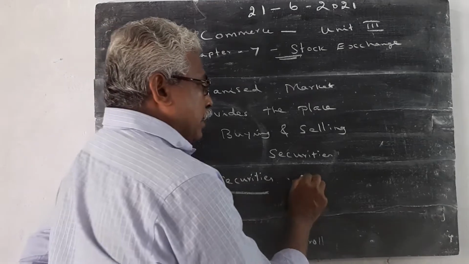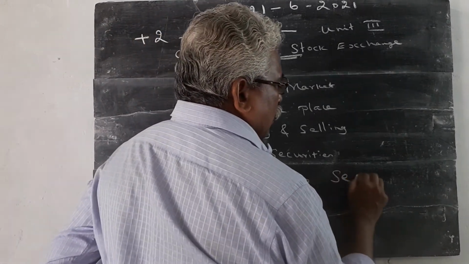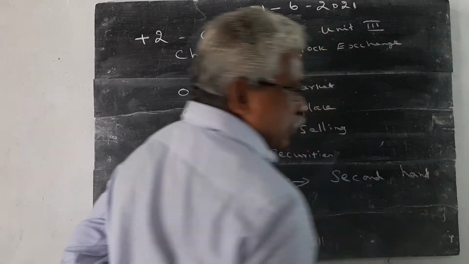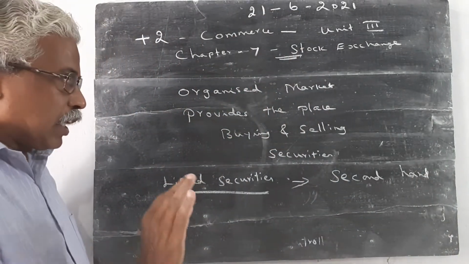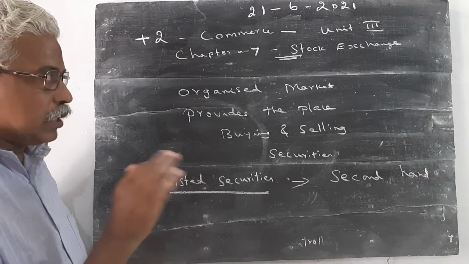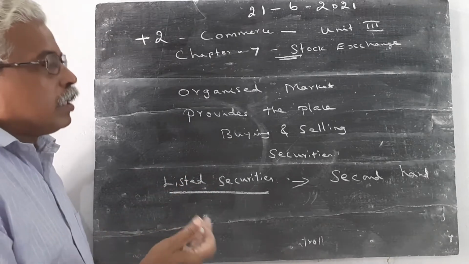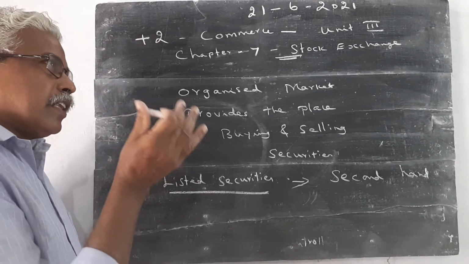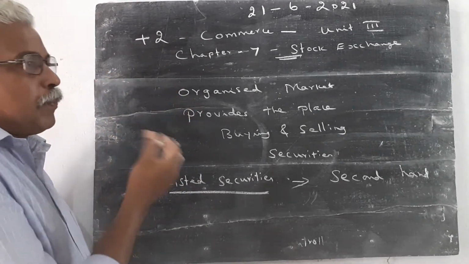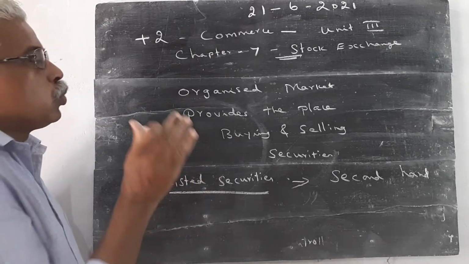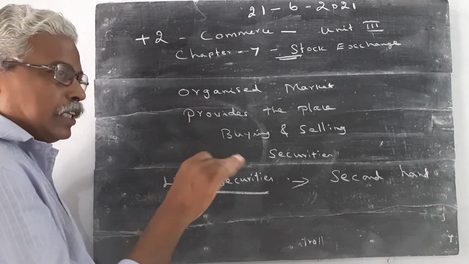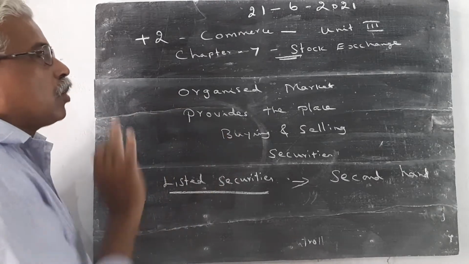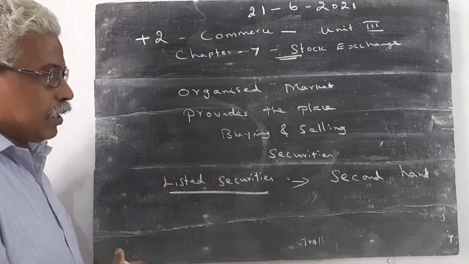Another important point: in the stock exchange only second-hand securities are bought and sold. The fresh shares are not at all bought and sold in the stock exchange. Only the securities which were traded in the primary market, those who have the securities in their hands, their shares are again bought or sold in the stock exchange. That is the procedure of the stock exchange.